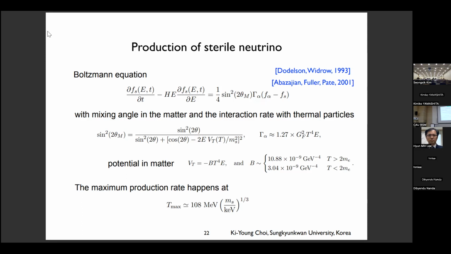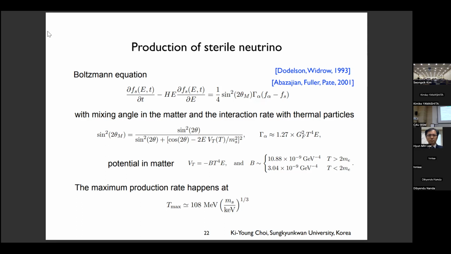θ_m, where m means in matter. Because in the early universe, there are many matter components. This is like the MSW effect. So in matter, there's an additional contribution from the potential in matter. In this case, this potential comes from weak interactions and things like that. I mean, this potential is proportional to the temperature to the fourth power. So when the temperature is very, very large, the absolute value of V_T becomes very large and the mixing is suppressed. So actually the mixing becomes zero.